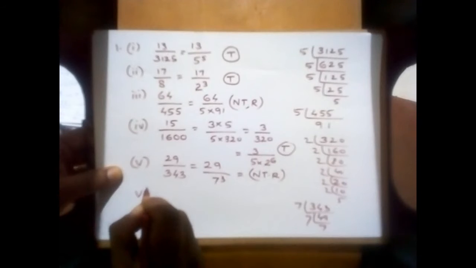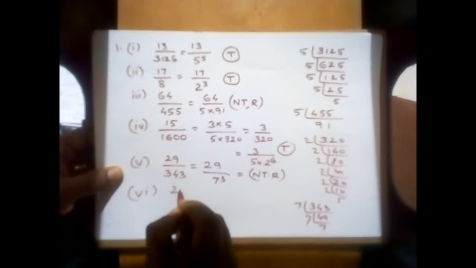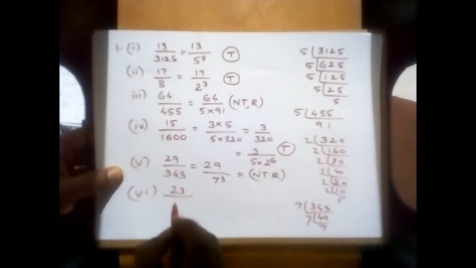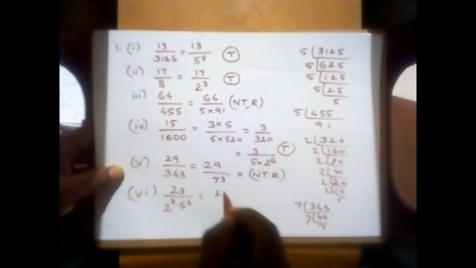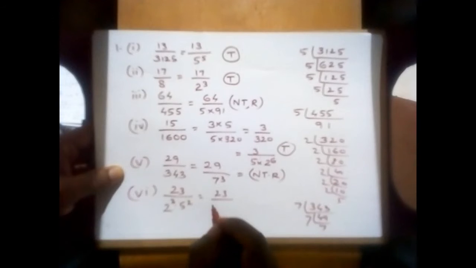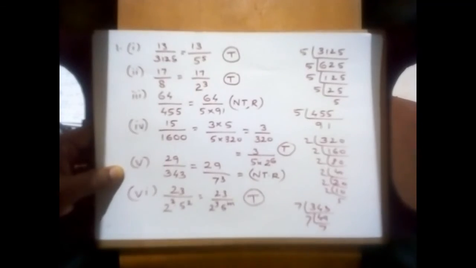Now the sixth one, 23 divided by 2 raised to 3 into 5 raised to 2. Clearly 23 is a prime number here, and the denominator is of the form 2 raised to n into 5 raised to m. So this is clearly terminating.